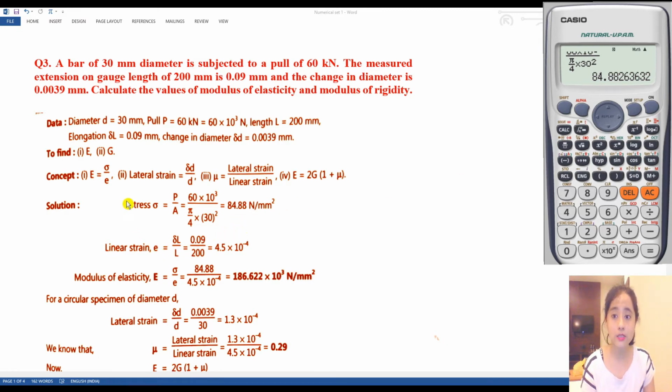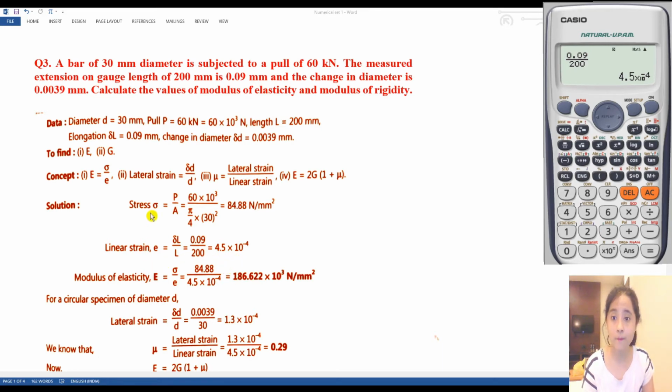Now how will we find the strain? Strain e is equals to change in its length by original length. The change in length is 0.09 and the original length is 200 mm. So 0.09 divided by 200, let us see. 0.09 divided by 200 is coming equal to 4.5 into 10 raised to power minus 4. So we have 4.5 into 10 raised to power minus 4, and strain is unitless.